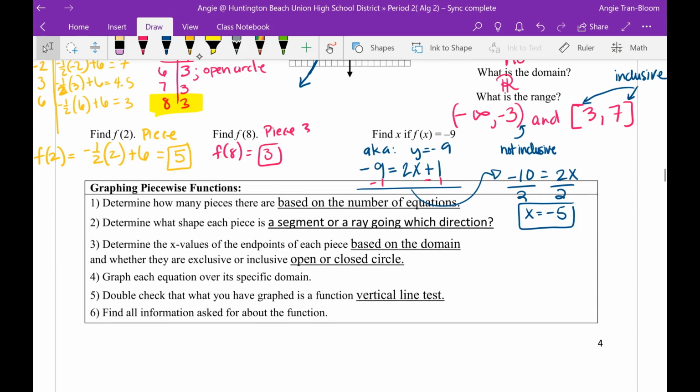So here are some suggestions for graphing piecewise functions. Roger, can you help me read number 1, please? Determine how many pieces there are based on the number of equations. Perfect. Hannah, can you help me read number 2? Determine what shape it is, segment or ray, and going which direction. Good. So decide, is that a segment? Is that a ray?